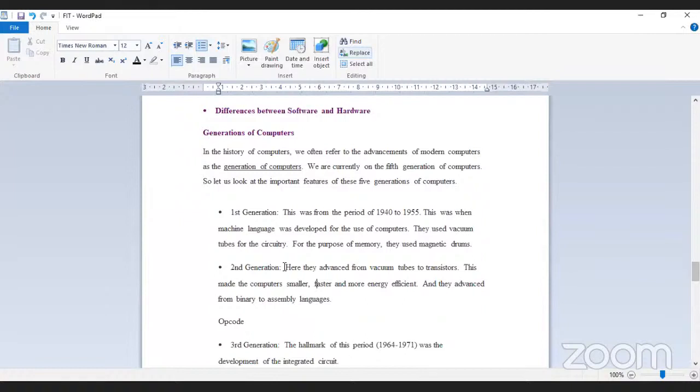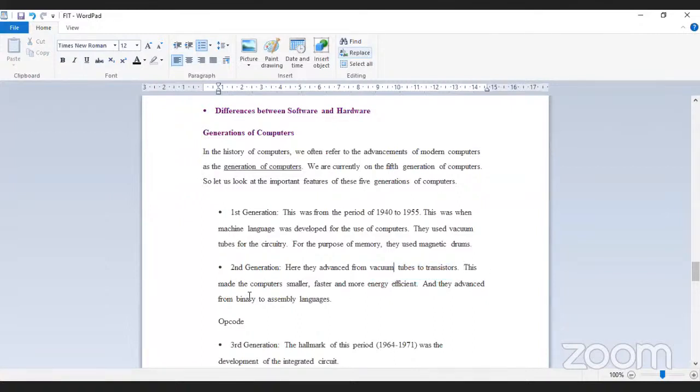The book may give you more information; we are just gathering the basics, the major things in the first generation. Next, in the second generation, what are the circuitries? They were replaced from vacuum tubes to transistors. So in the second generation, the circuitry system was replaced from vacuum tubes to transistors.